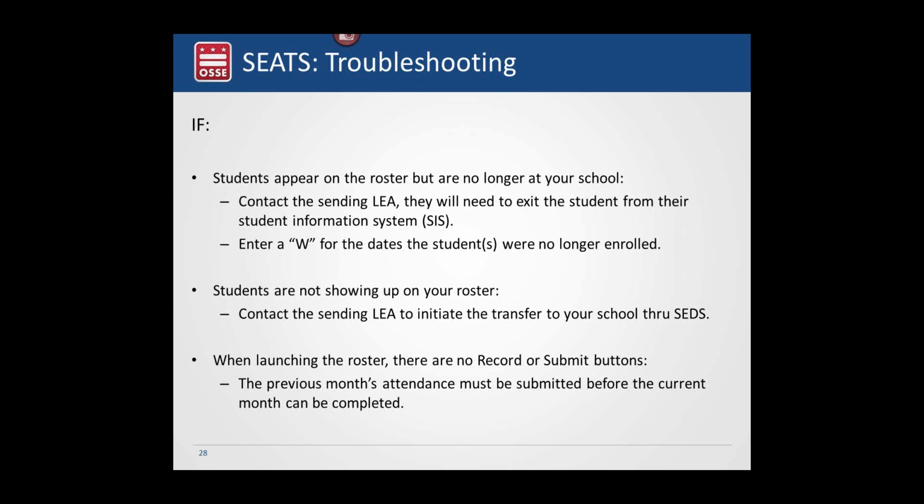If we see a child on the roster in the month of March, say, and the LEA fixed their SIS, that child will still be there through the month of May, but will drop off in June, right? Once we see the child, he's in there. So what you need to do is enter a W for the dates that they were no longer there. The W is a fill horizontally, so if they were there for half a month and they got taken out of the sending LEA SIS, put the W for the rest. Remember, every day has to have a code. So you want to fill that in with your W.